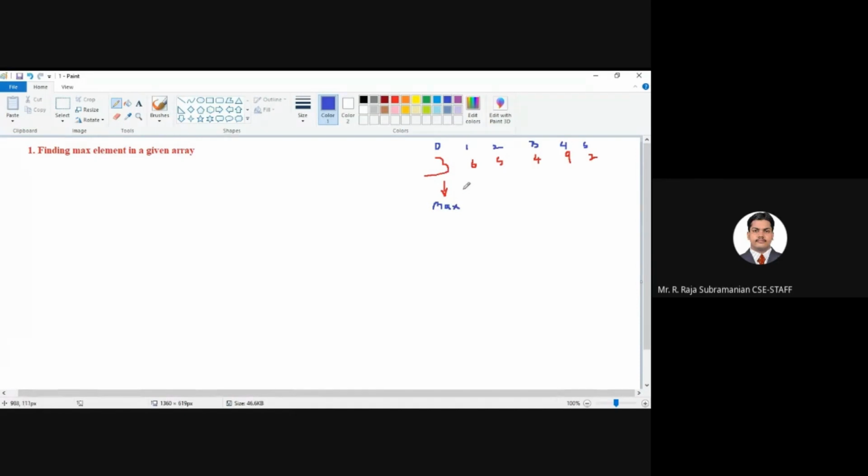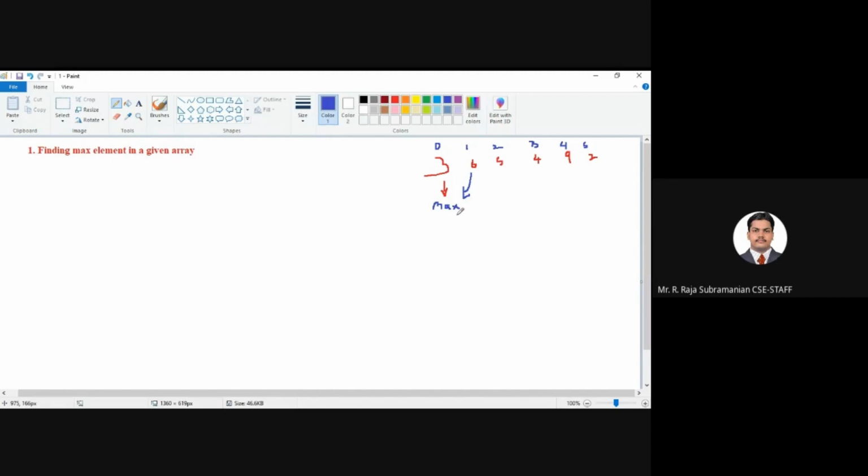Once the 0th element is considered as max element, I'll fix max is equal to 3. Then I'll go to the first element. If any element is greater than the max element, I will swap that element and the max element. So max is 3 now. 3 will be compared with 6. I found that 6 is greater than the max, so I'll change the max to 6. Similarly, 6 will be compared with 5. I found that my max element is the largest, so I will retain it, right?